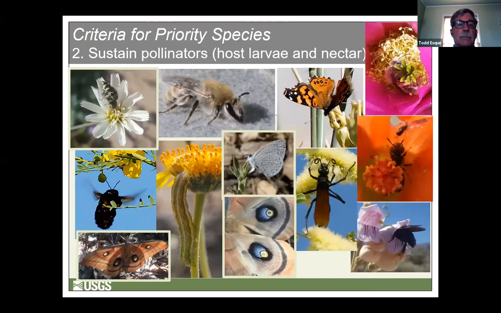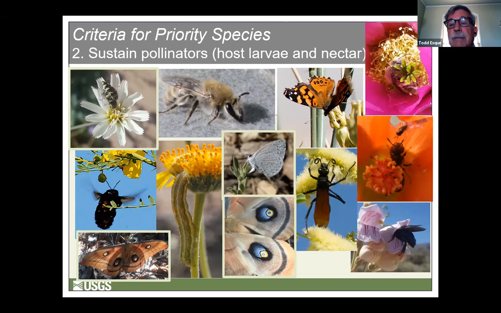The second criterion to be included in the list was that these plants were proven to sustain pollinators in some way. We simplified it here with hosting larvae and providing nectar, but the uses included the nectar, pollen, oils that could be mixed, and waxes that could be mixed in different uses by a lot of times the bees, and then either cover or nesting materials. I'm surprised when I go to photograph flowers how many times I find bees sleeping in those flowers.